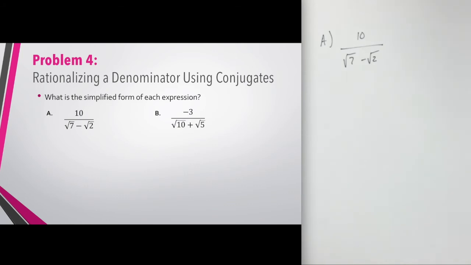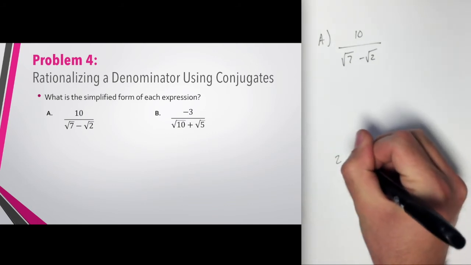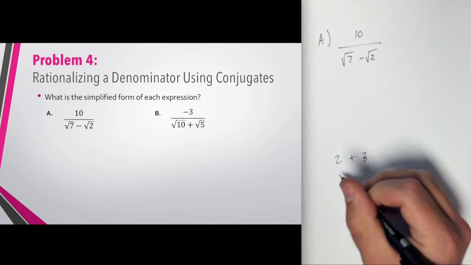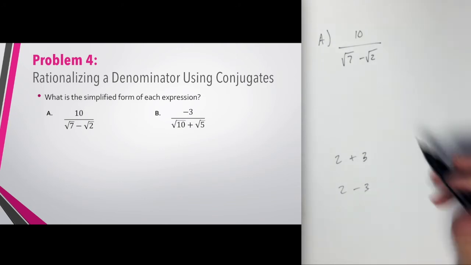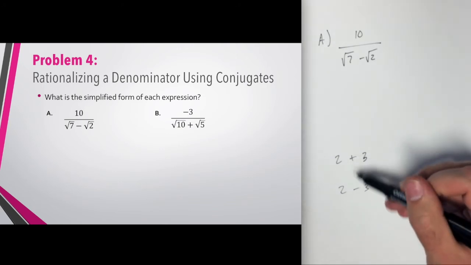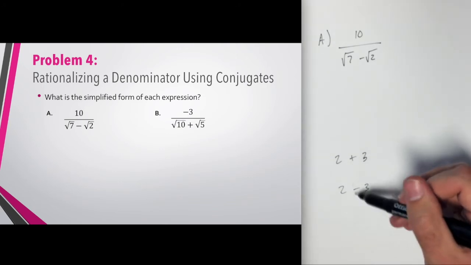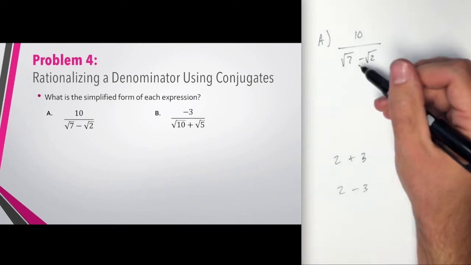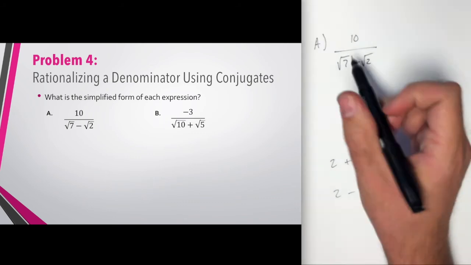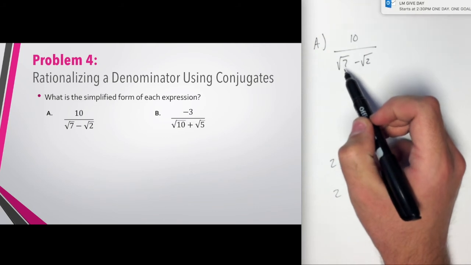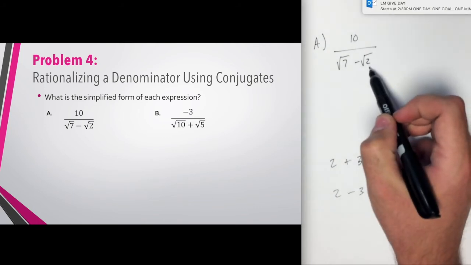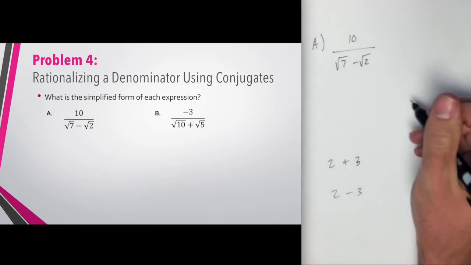Now, I told you in your vocab that there's something called conjugates, and conjugates means we're going to take an expression like 2 plus 3, and we're going to change it to 2 minus 3. So all that changes is this sign, this operation in the center. So what that means for this is I cannot simplify the square root of 7, and I cannot simplify the square root of 2, which means I need to rationalize the denominator, which we learned in 10.2.